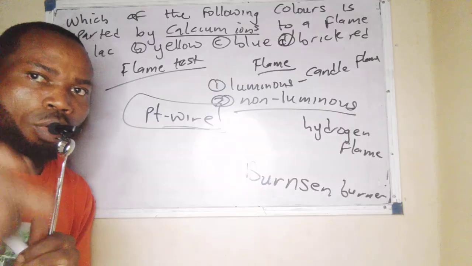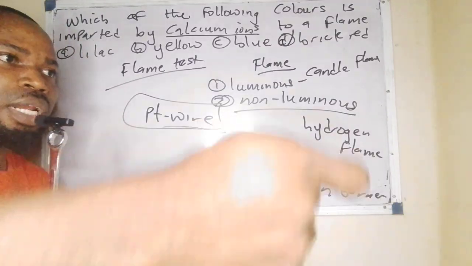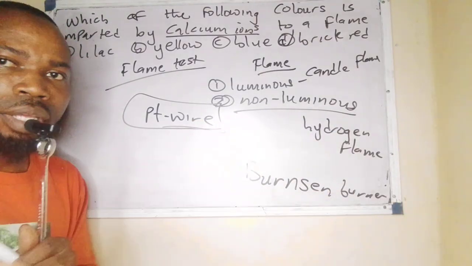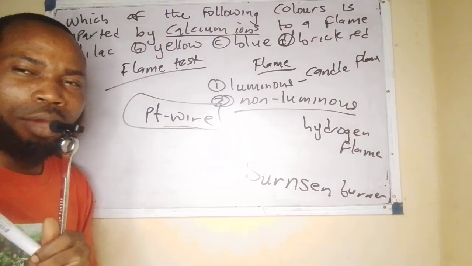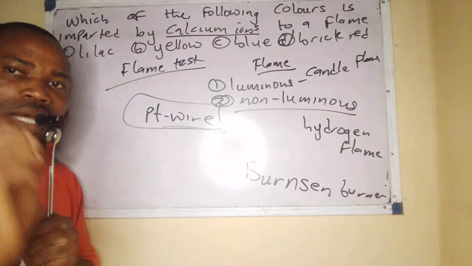So either you say brick red or orange red coloration. So they can say which of the following metallic ions give an orange red or a brick red coloration to the flame test. Our answer would be calcium ion. But there's one thing you must pay attention to.